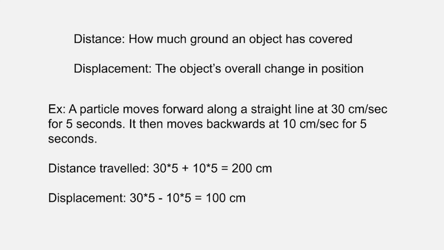Now for displacement, we have to take the forward distance and subtract the backwards distance to figure out where this particle ends compared to where it started. So we're going to take 30 times 5 and then subtract the backwards movement, which was 10 times 5, to get 100 centimeters. So the displacement of this particle is 100 centimeters, whereas the distance it traveled was 200 centimeters.